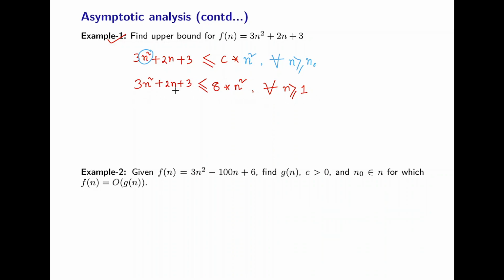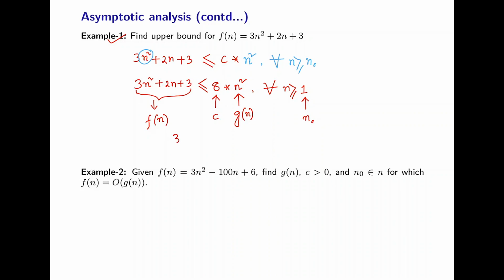Now if this equation is satisfied, then we can say that Fn is equal to big O of Gn. Now what is our Gn? Here we found Gn is n square. What is C? C here is 8. What is n naught? N naught is 1. What is Fn? This entire thing is Fn. So if Fn is less or equal than C into Gn for all values of n greater than equal to n naught, we can write Fn is equal to big O of Gn.